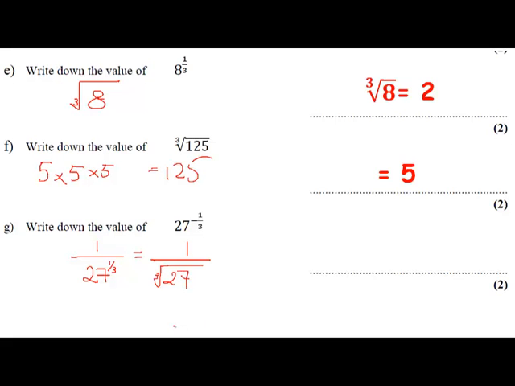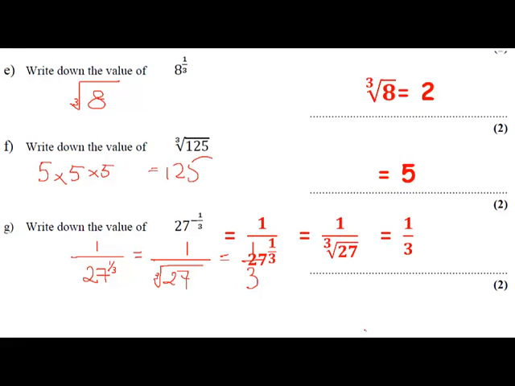What is the cube root of 27? What 3 same numbers times together to give you 27? You should know it. It's 3. So the cube root of 27 is 3. So the answer to this is going to end up as 1 over 3. And so there's my result.